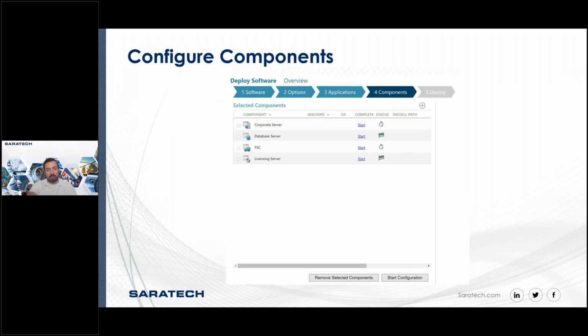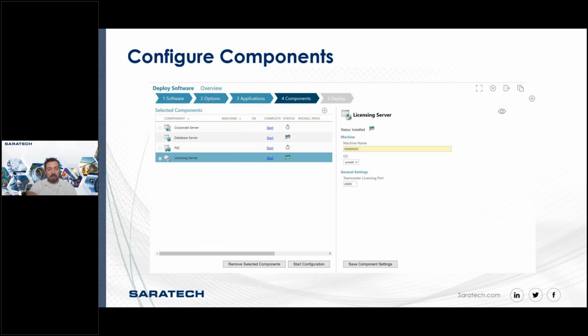And for the components you're going to select, as you can see under the complete column, it also starts, but the statuses are not there. In this instance, we had already installed the license server and we already have a database server, so it's reading that it's already installed. But your corporate server and your FSC, which are the only features or applications that we're going to install in this example, had not been started. So at the bottom, you're going to say start configuration, and that's when you're going to see a new column appear.